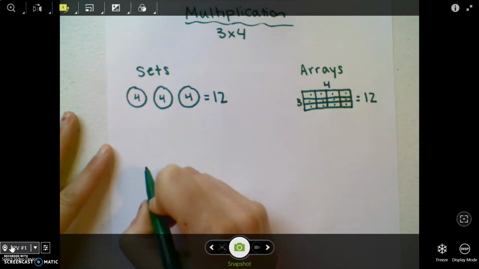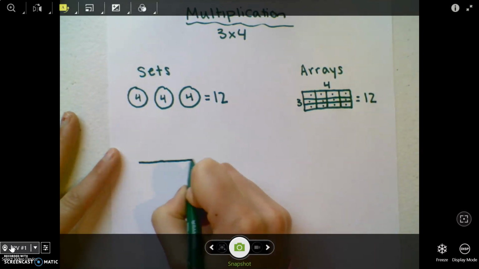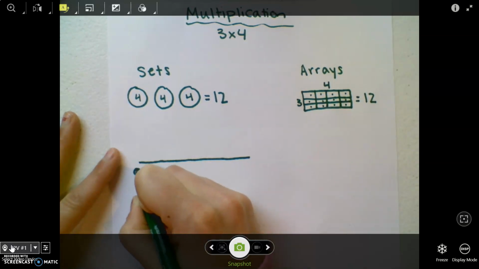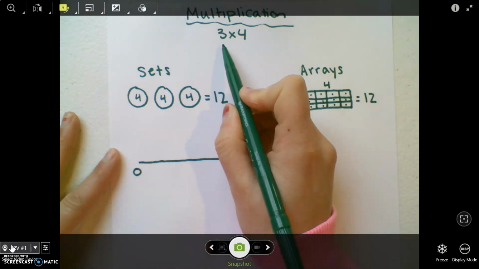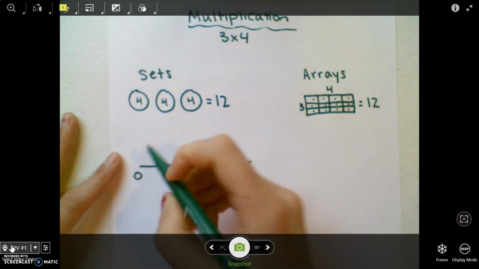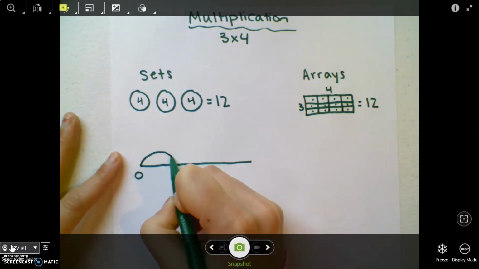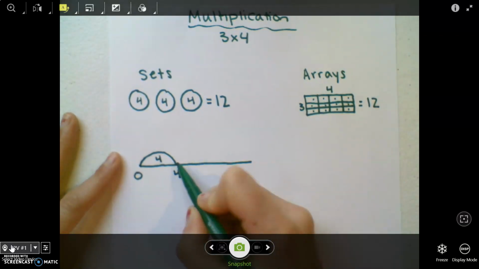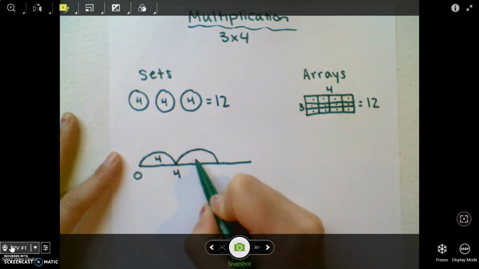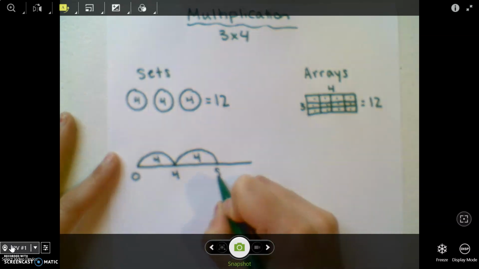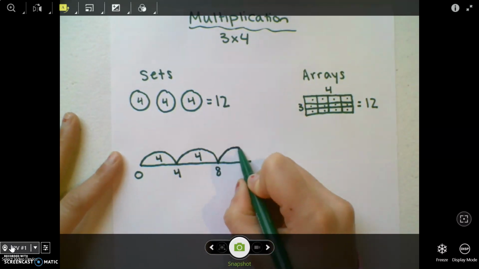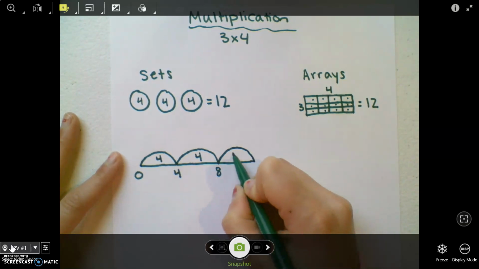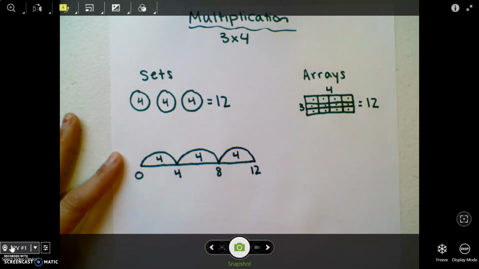The next strategy we're going to talk about is a number line. So here I have my number line. Start at 0. I'm going to be doing 3 jumps with 4 each time. So I have my first jump of 4 and I land on 4. Then I do my next jump of 4 and I land on 8. And then I do one more jump of 4 and I land on 12.